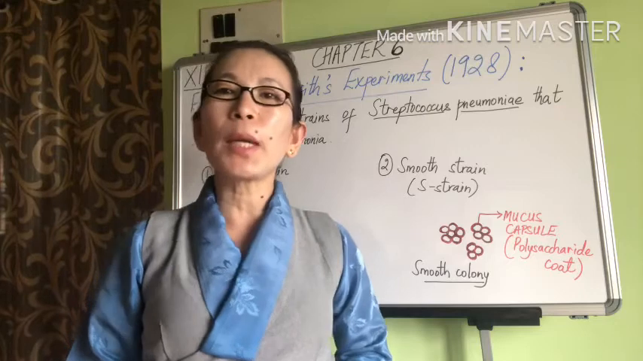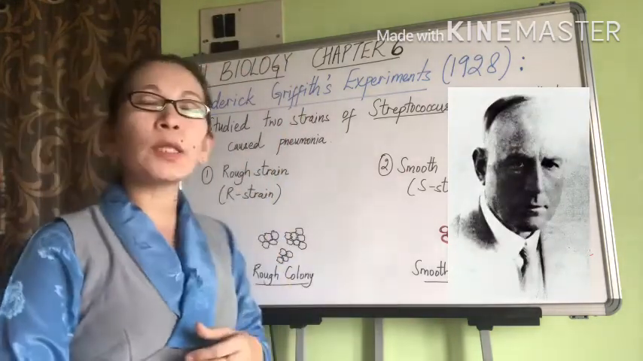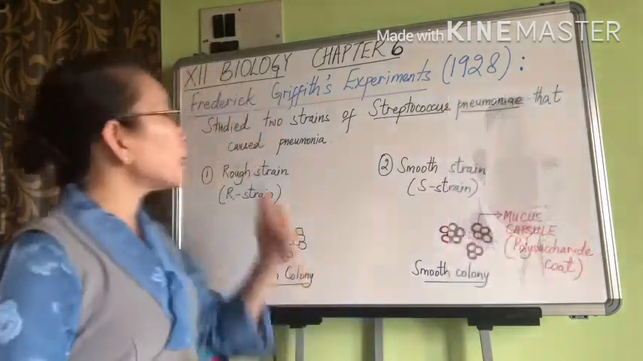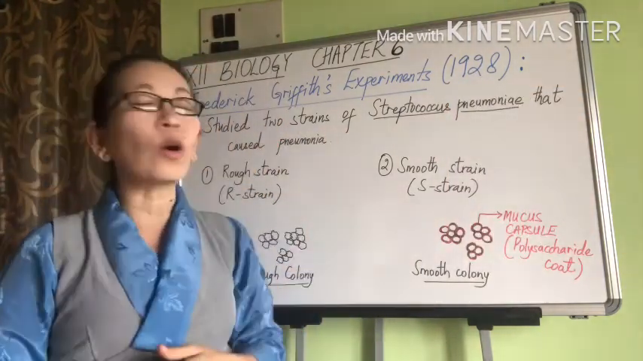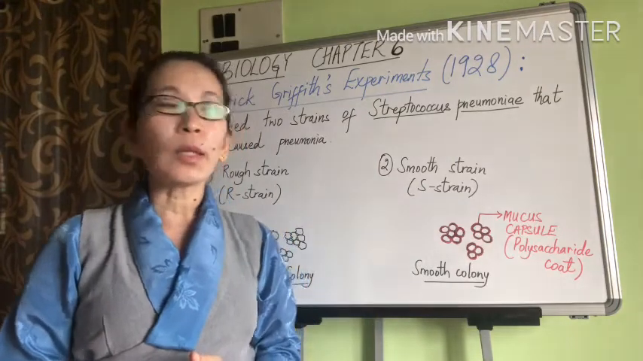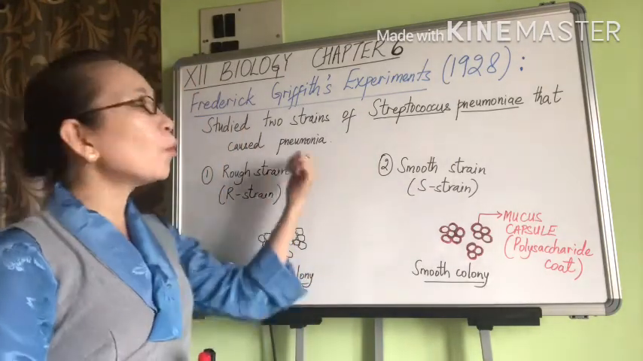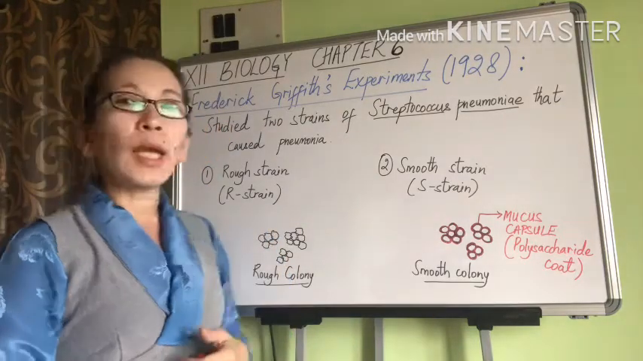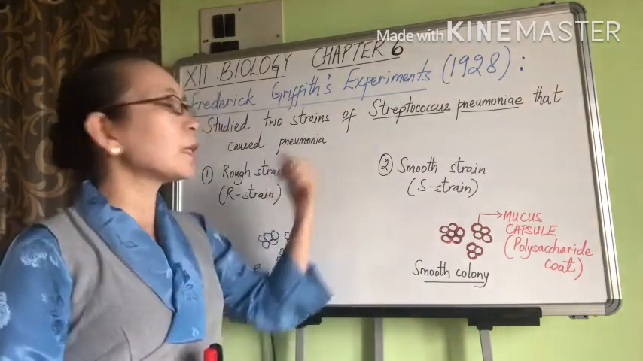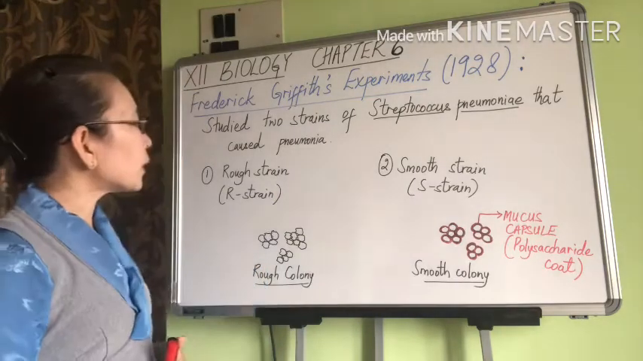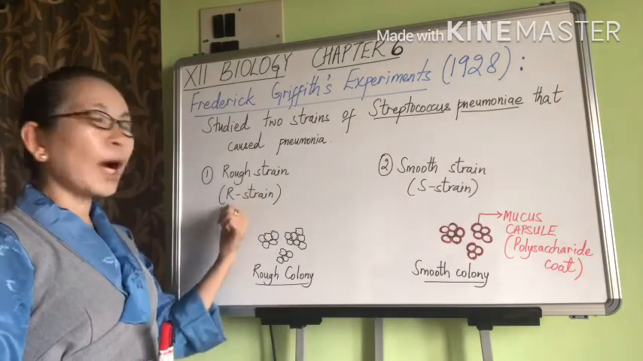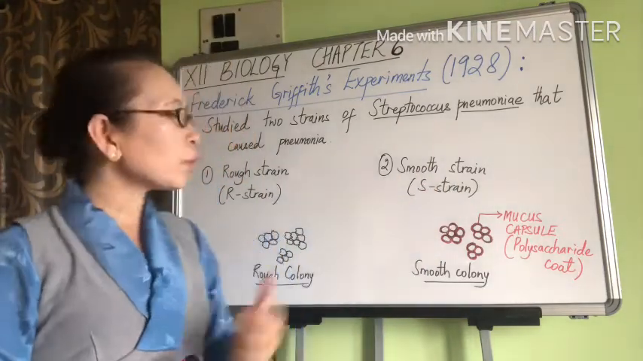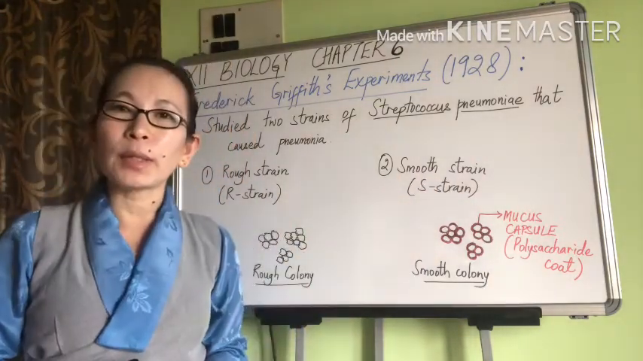The first headway was made by Frederick Griffith, a British bacteriologist, in the year 1928. He studied 2 strains of Streptococcus pneumoniae, a bacterium that was responsible for causing a pneumonia epidemic during the time. And Griffith was interested in developing a vaccine against pneumonia. Now the 2 strains that he worked on were the rough strain, or R strain, and the smooth strain, or S strain. Both of these strains differed in their appearance.